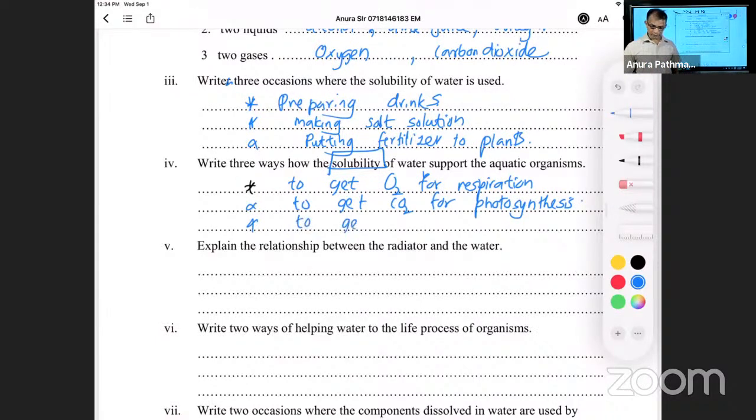To get nutrients, mineral salts for aquatic plants.